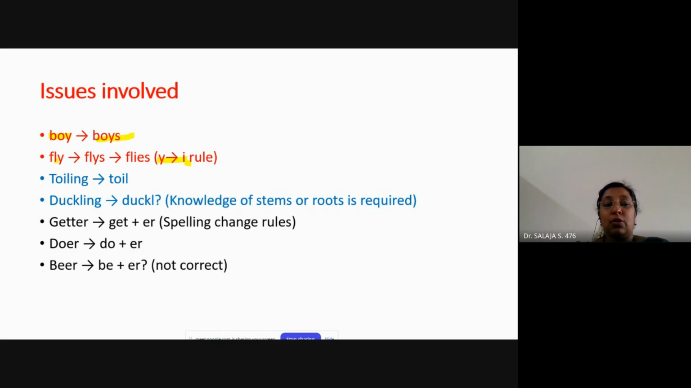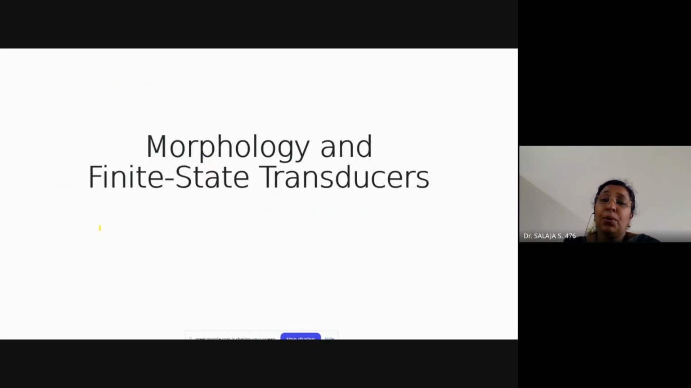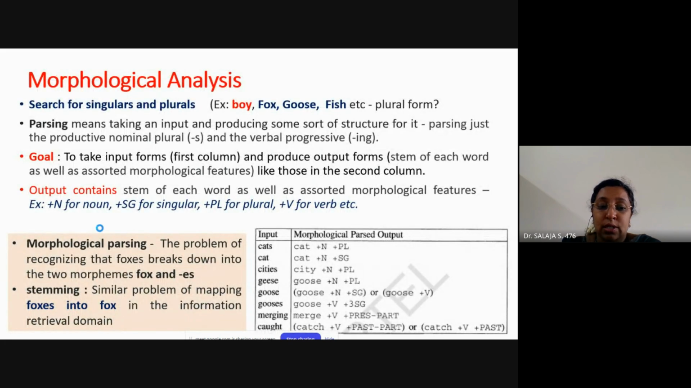You have to look at the character previous to y. If it is a vowel, we'll take it as such. If it is a consonant, we'll convert it to ies. So such kinds of rules have to be clearly represented. Many things cannot be generalized because different constraints are added as and when we work on them. And therefore, while doing morphological analysis, we move to representing them in finite state transducers.